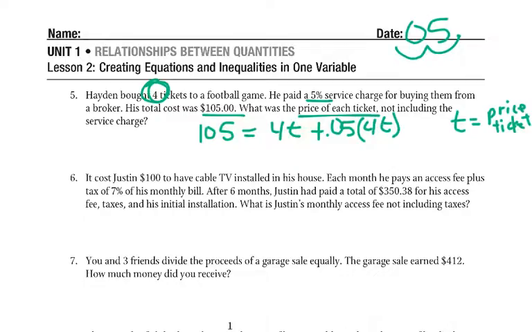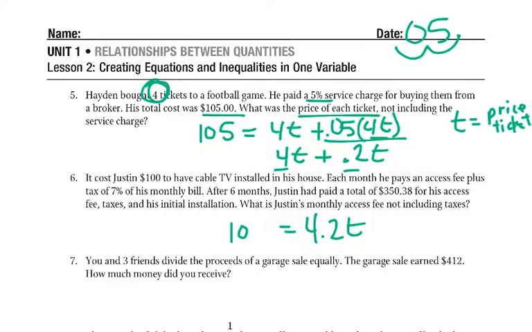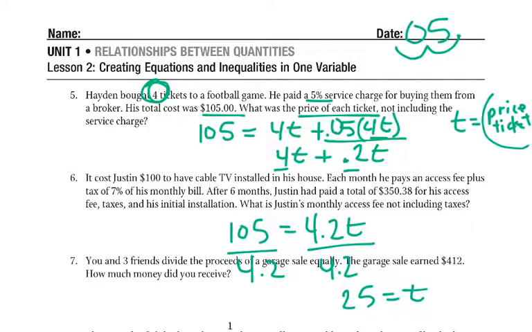Okay. Then to simplify this one, we can simplify that first because it's multiplication. So 0.05 times 4 would give us 0.2 times T plus 4T. So now these both have T, so I can add them together. So 4 plus 0.2 would give us 4.2T equals 105. Now to get the cost per ticket, we would divide by 4.2. So 105 divided by 4.2 would give us an answer of 25. T equals 25. So what does that mean? Remember, it was the price of the ticket, so $25 per ticket.